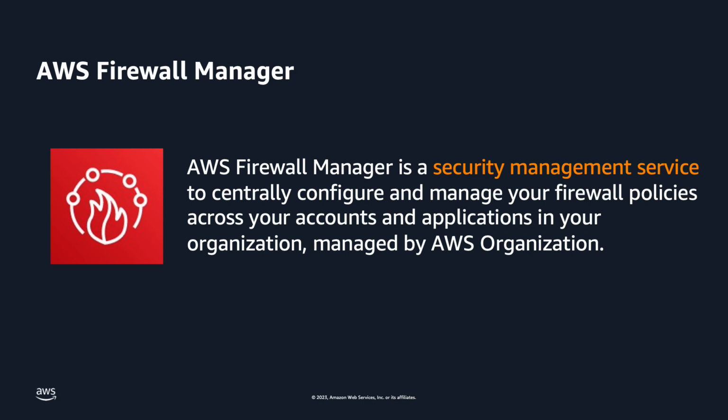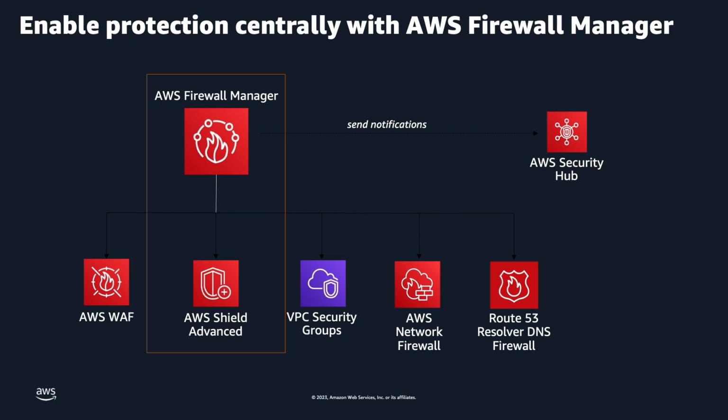AWS Firewall Manager is a security management service that acts as a central place for you to configure and deploy firewall rules across accounts and resources in your organization. With Firewall Manager, you can deploy and monitor rules for AWS WAF, AWS Shield Advanced, VPC Security Groups, AWS Network Firewall, and Amazon Route 53 Resolver DNS Firewall across your entire organization. Firewall Manager ensures that all firewall rules are consistently enforced, even as new accounts and resources are created. This feature allows you to deploy AWS Shield Advanced in one location for all of your accounts in your organization.